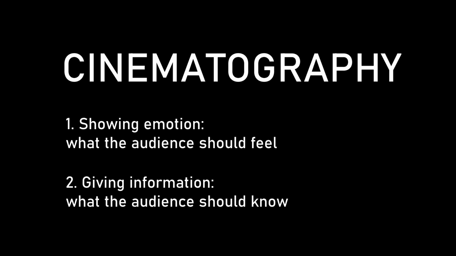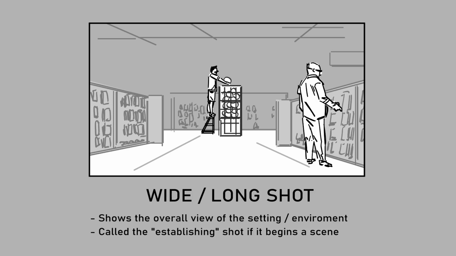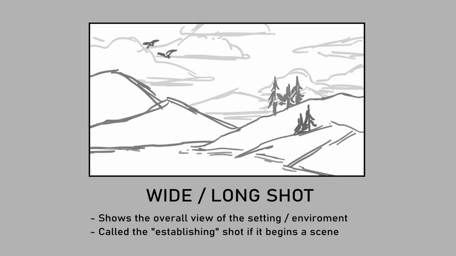And as a general rule, the bigger something is on screen, the more important it is. So we talk about different types of shots in terms of how much they show. A wide or long shot generally shows the overall view of a scene. If it starts the scene, it's usually called the establishing shot. Is the setting a castle, a tree, a library, a town pump? It tells us the environment the character will be in. This is where your research into your animal's environment will pay off.